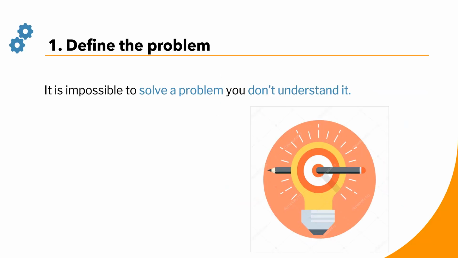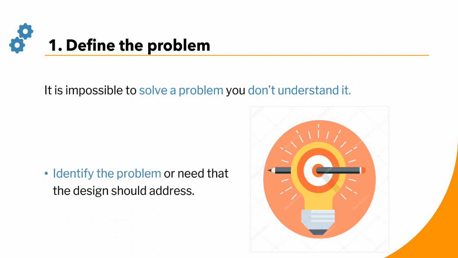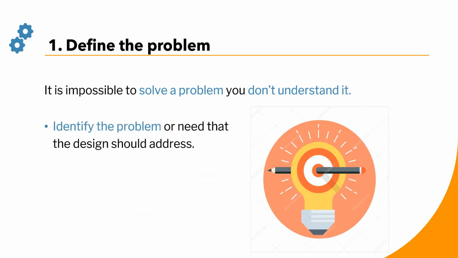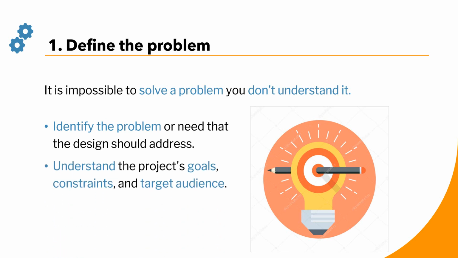So the first step in the design process is to define the problem. It is impossible to solve a problem you don't understand. Identifying the problem or need that the design should address is very important. Understand the project goals, constraints, and targeted audience. Constraints mean the limitations.